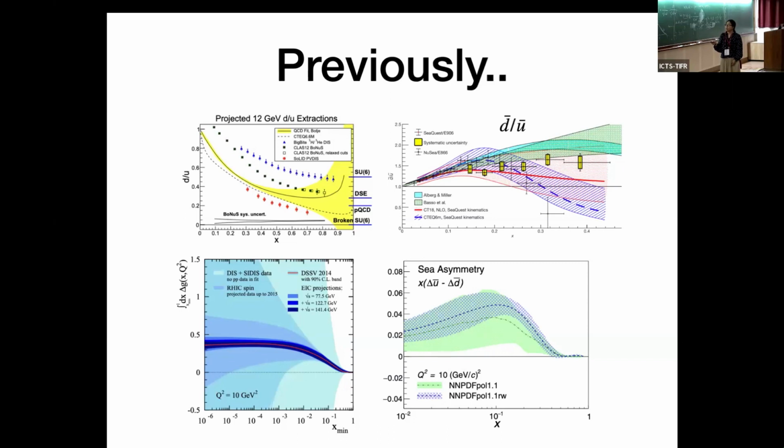And not only that, you also have this clear showing that there is a polarized light sea asymmetry as well. But in this case, you have more polarized u bar quarks than polarized d bar quarks, which is the opposite compared to the unpolarized case, right? But of somewhat similar magnitude.